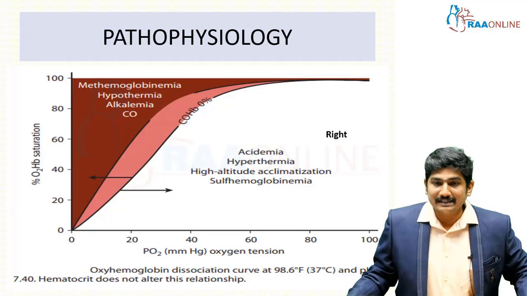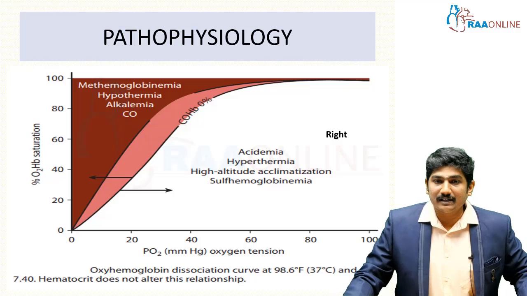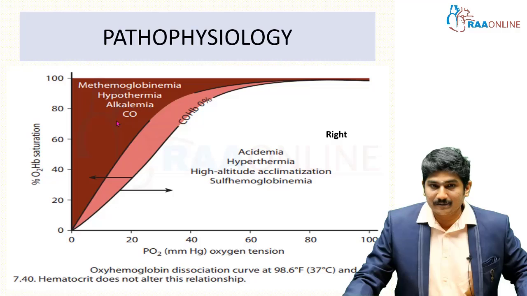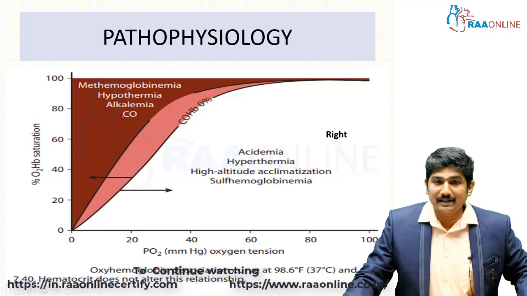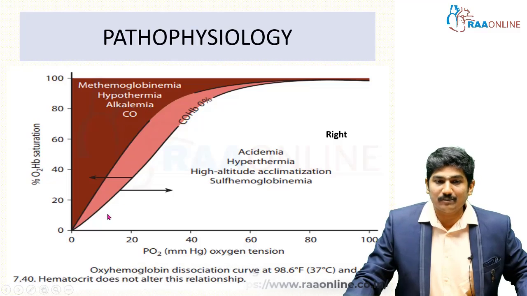Pathophysiology. This is the oxygen dissociation curve. You can see that this is the normal dissociation curve, and carboxyhemoglobin will push this curve towards the left. Pushing the curve towards the left decreases oxygen delivery to the tissues. What else can shift this curve towards the left? Methemoglobinemia, decrease in temperature, alkalemia, and decrease in 2,3-bisphosphoglycerate, all these things. Along with this, carbon monoxide also shifts the curve.